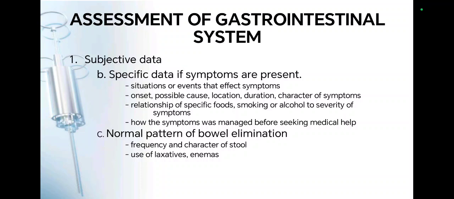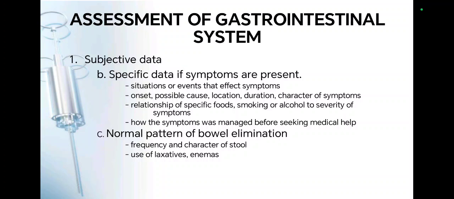Particularly in relation to food, there are diseases that have a relationship with food. Example, we have your gastric ulcer and peptic ulcer. One type of ulcer is one where the pain is caused by ingesting food, and in the other one, once the patient is not able to ingest food, the pain is not there. Check also how the symptoms were managed before seeking medical help.